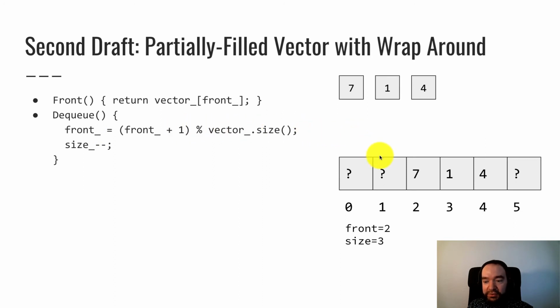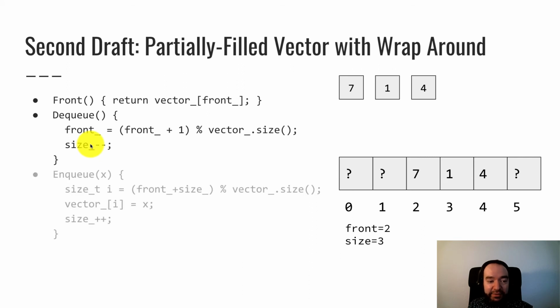Most of the time that will just increase front by 1. In this case, modulo vector size will have no effect. But in the one case where front is 5 to begin with, then 5 plus 1 makes 6. 6 mod 6, in this example my vector has capacity 6, so 6 mod 6 is 0, and in that case front would be computed as index 0, which is what we want. Size minus minus keeps the size accurate as before.